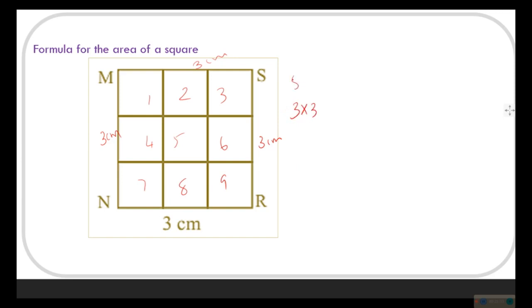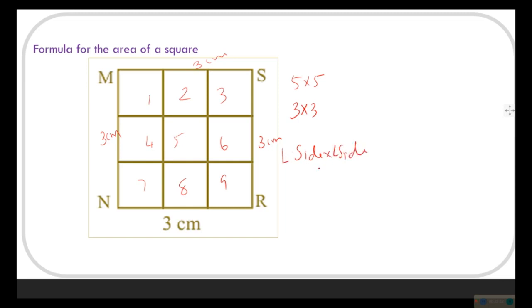If it is 5, it will be 5 multiplied by 5. That means a square has a nature that length and breadth are the same. So the length of a side with the length of the other side. What does it mean? It will be length into length or breadth into breadth. So we will simply say that in the case of a square, we will multiply side with the side. Or if you say the length of one side, the length of the other side.